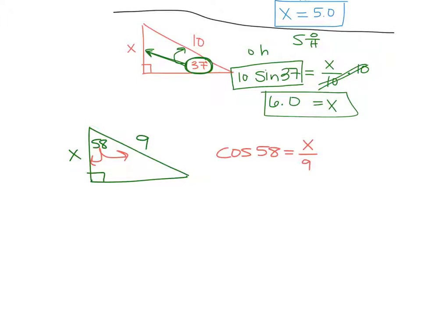How do I solve for x in that? Multiply by 9. So we're going to go times 9, which is going to cancel this out. You're going to plug in 9 cosine 58. That should be 4.8.